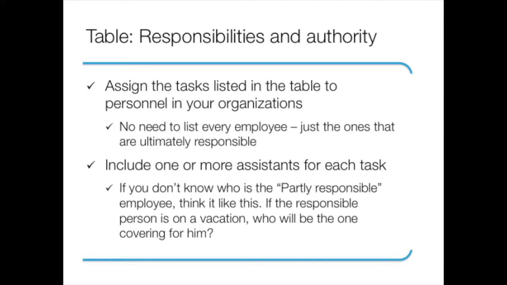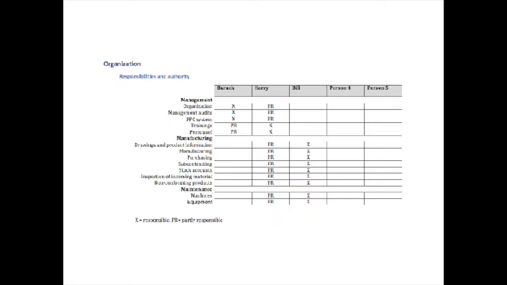The first table, responsibilities and authority, is used to assign employees responsibilities and authority. Now assign the tasks listed in the table to someone. Naturally, you don't need to list each employee here, just the ones who have the ultimate responsibility of the given task. Also include one or more assistants for each task. If you don't know who the responsible employee is, think of it like this: if the responsible person is on vacation, who will be the one covering for them? You can basically do this any way you choose, and after you're done, it should look something like this.